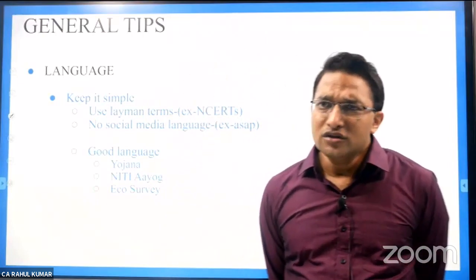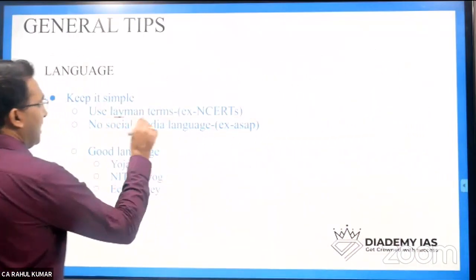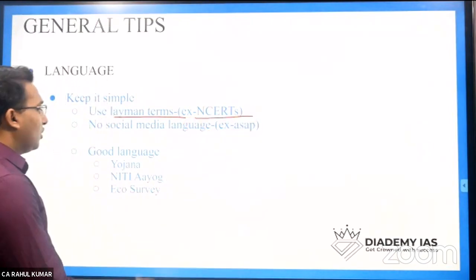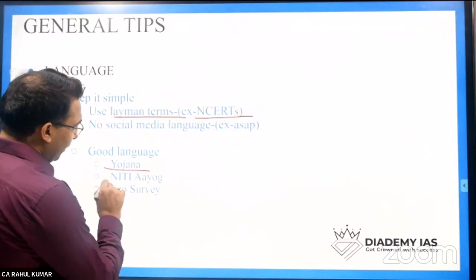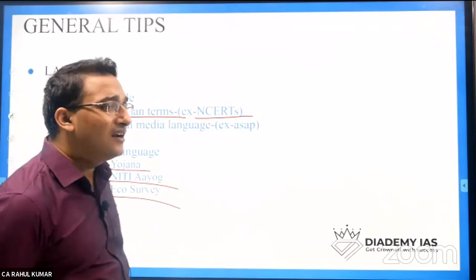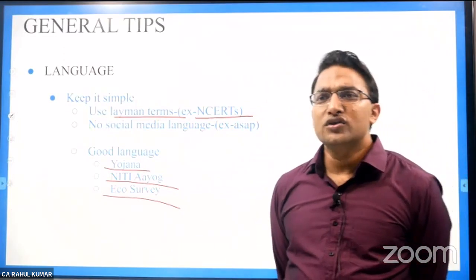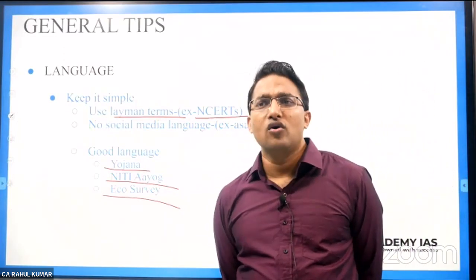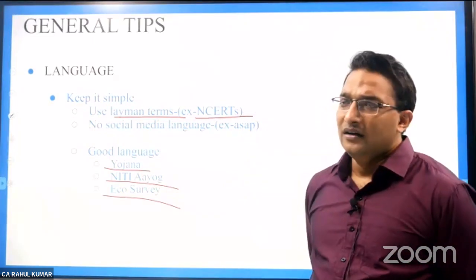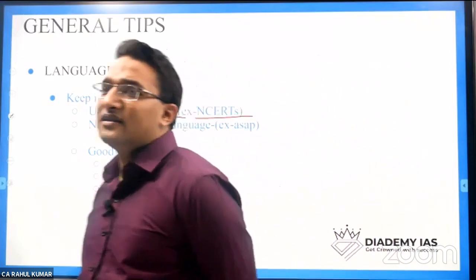So the simple answer is that you use simple layman terms, layman language. For that, you can use NCERT language. You can go for Yojana magazine. You can read Niti Aayog, you can read the Economic Survey, and just try and find that their language is very simple. Their sentences are very clear. They are using simple grammar. No need for flowery language. What you have to do is just have a command of your content and write that in simple sentences.